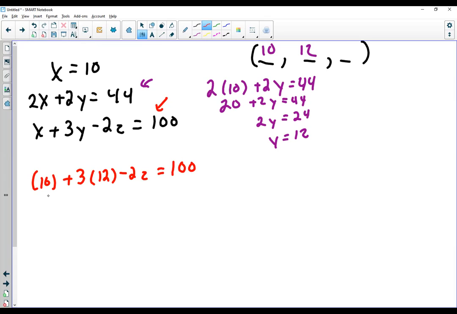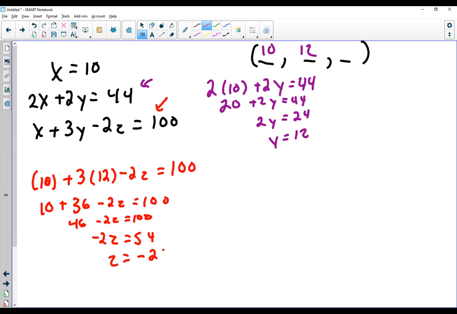Wait, you got Y equals 12? Yeah. Look at the purple work. 10 plus 36 minus 2Z equals 100. 46 minus 2Z equals 100. Subtract 46 on both sides. Negative 2Z equals 54. So Z equals negative 27. This is the final answer: 10, 12, negative 27.